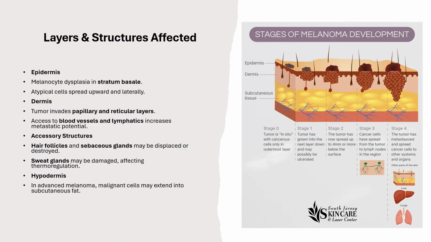In the epidermis, the earliest changes occur in the stratum basale, where melanocytes become dysplastic and begin spreading upward and outward. As the melanoma progresses, it invades the papillary and reticular layers of the dermis. This is especially concerning because the dermis contains blood vessels and lymphatic channels that can transport cancer cells to other parts of the body. Accessory structures like hair follicles, sebaceous glands, and sweat glands may be displaced or destroyed as the tumor grows. In more advanced cases, melanoma can extend into the hypodermis, affecting subcutaneous fat and deeper tissues.